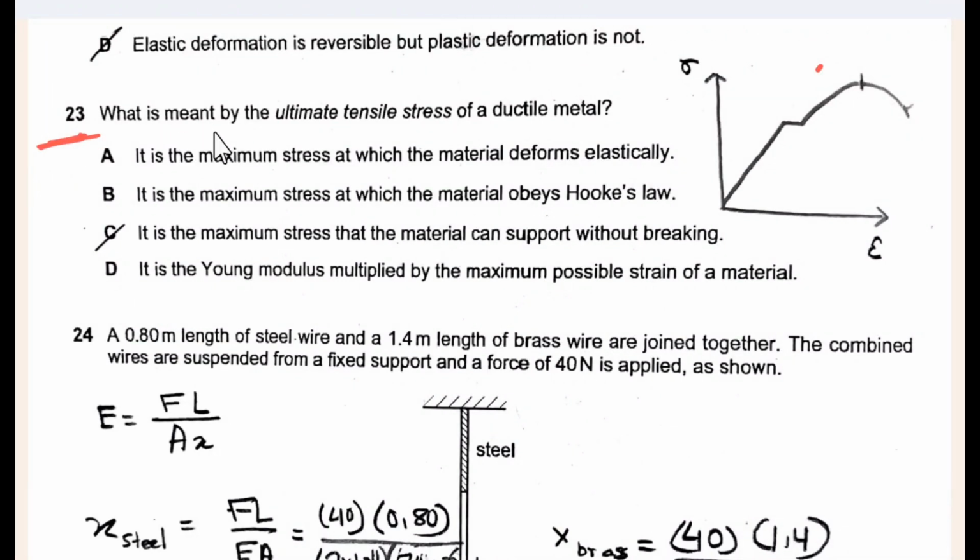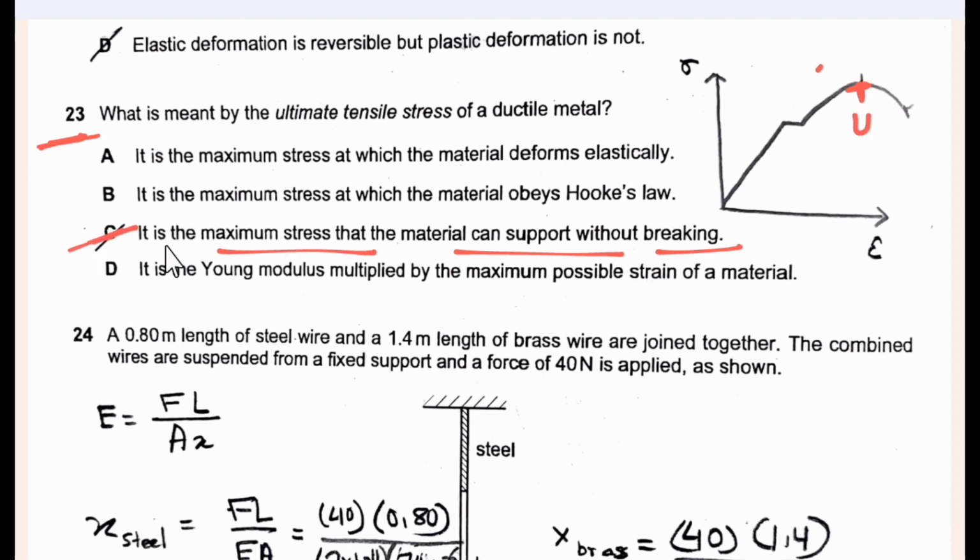3. What is meant by ultimate tensile stress of a ductile material? So ultimate tensile stress would be the maximum stress that a material can support without breaking. So this point is the ultimate tensile stress.